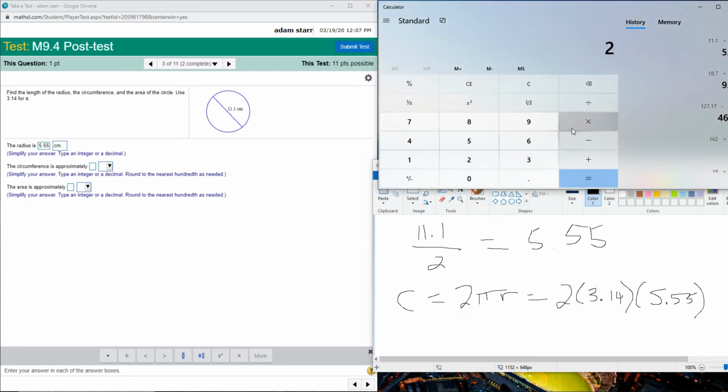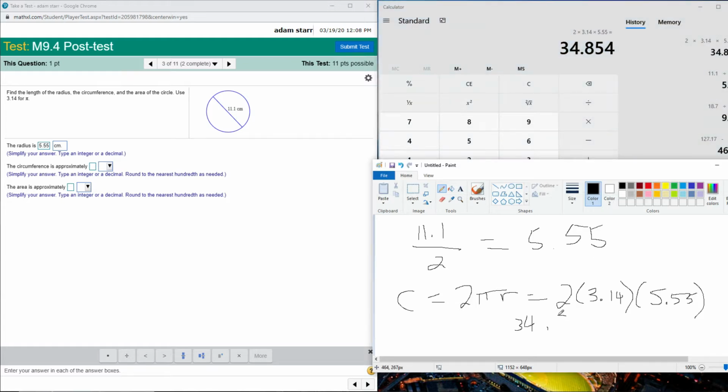So I'm doing 2 times 3.14 times 5.55, and I get 34.854. It does say round to the nearest hundredth, so that's 2 decimal places. My 5 is in the hundredths place. I'm really looking at the 4. 4 is below 5, so it's going to stay 34.85 as the circumference.